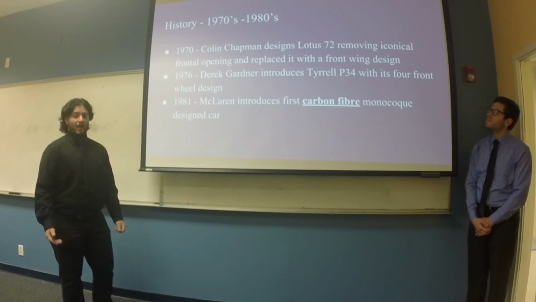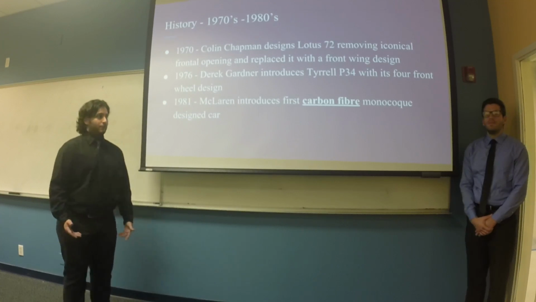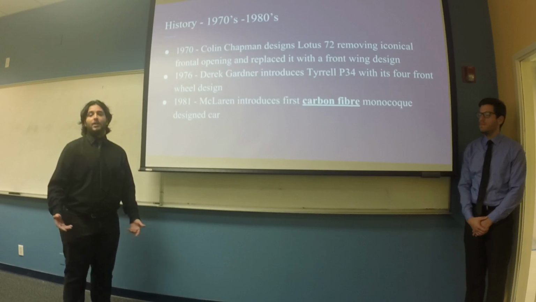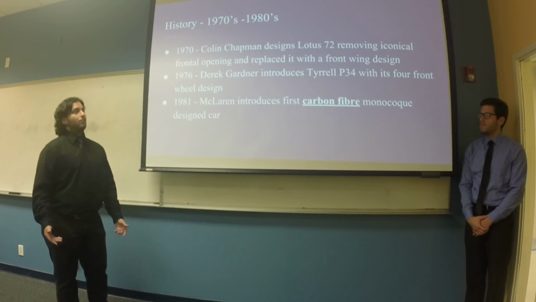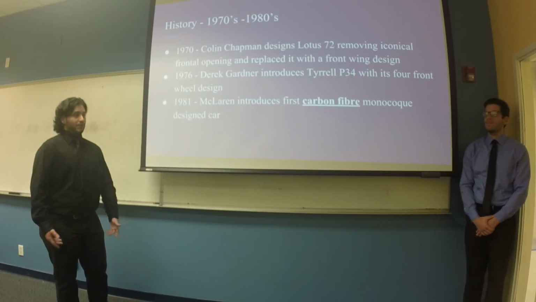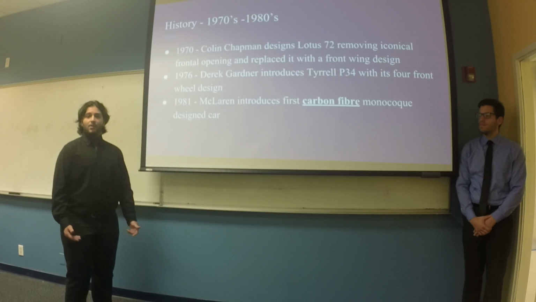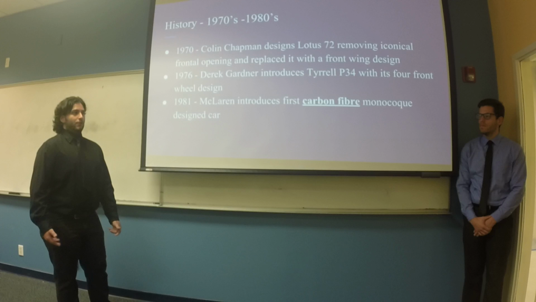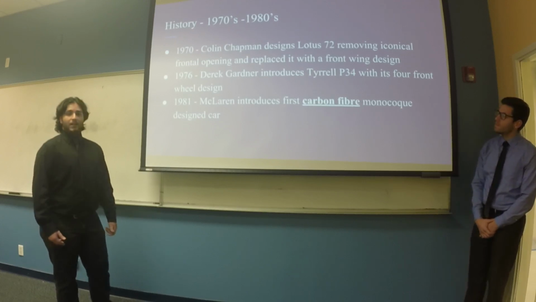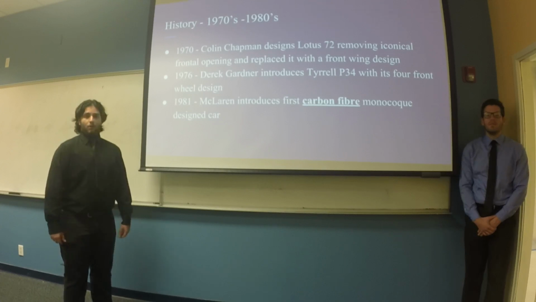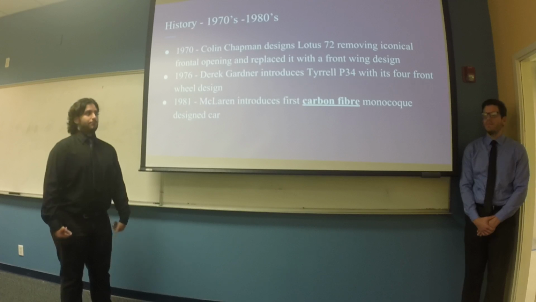The 70s and 80s was a time of innovation of new and odd things, the first being the Lotus 72, which removed the iconic use of a front exhaust and used a front wing design, which gave more aerodynamic stability. Along with this was the odd inclusion of the Tyrrell P34, which had 4 front wheels, which gave it better grip on the track. Now, in 1981 was the inclusion of the more commonplace carbon fiber monocoque chassis, which gave it a much lighter and more durable design.